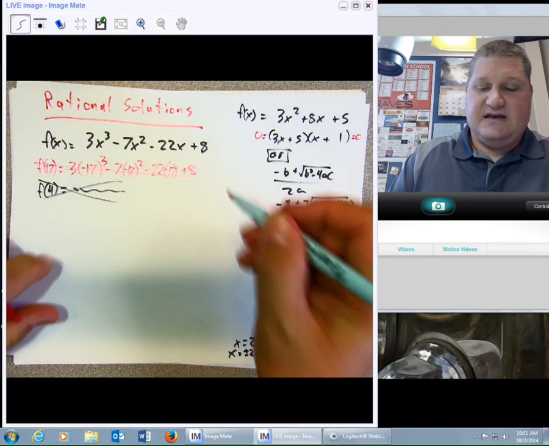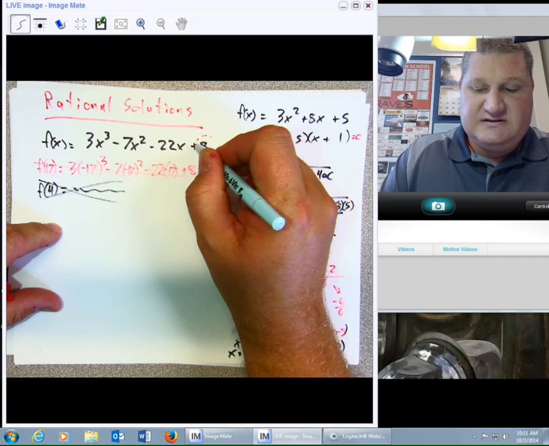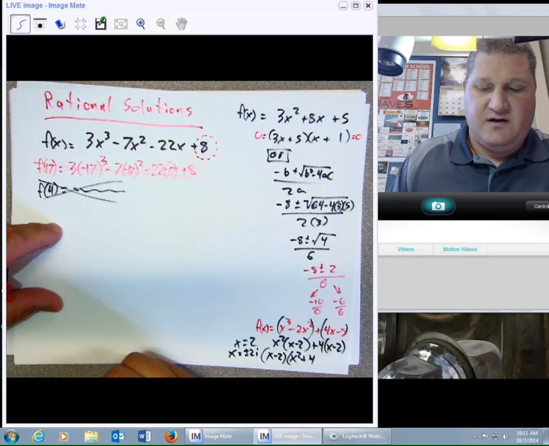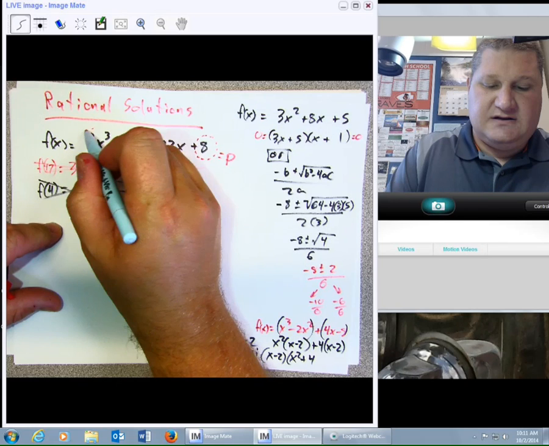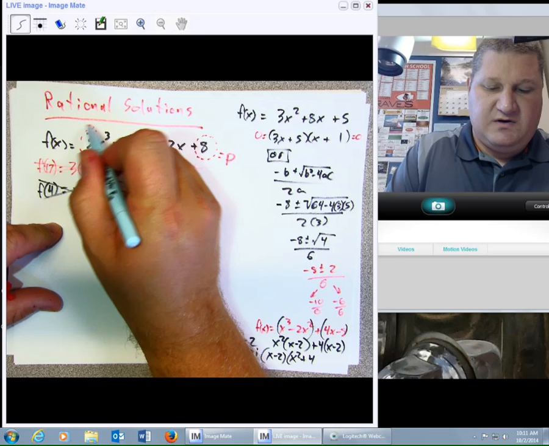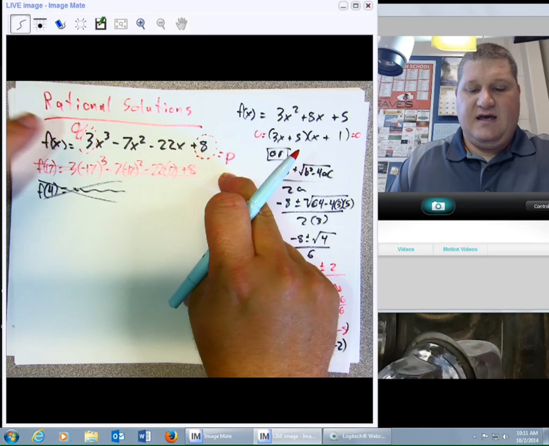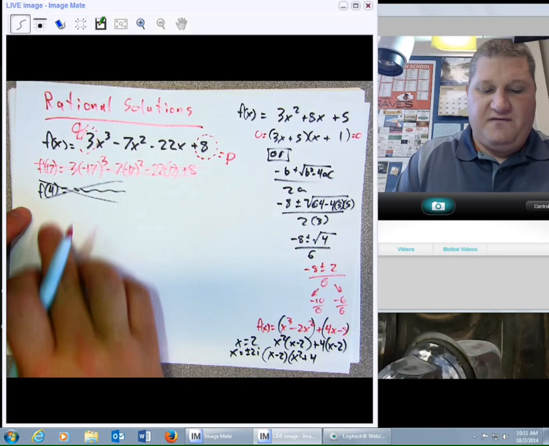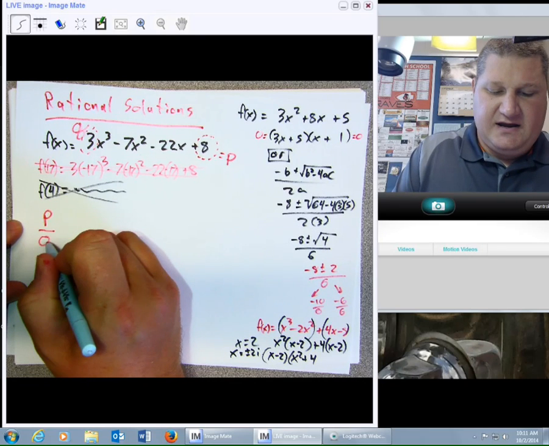Now, ladies and gentlemen, here's how it works. Take the final number, the number that is by itself. We're going to call that P. Going to take the leading coefficient, whatever it is. We're going to call it Q. So I have P and I have Q. And all of the solutions are going to be of the form P divided by Q.